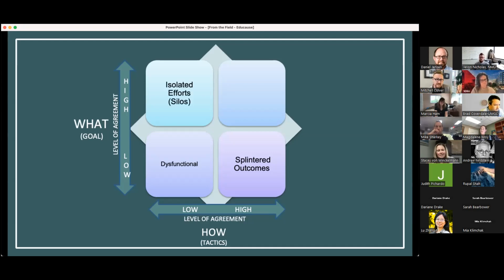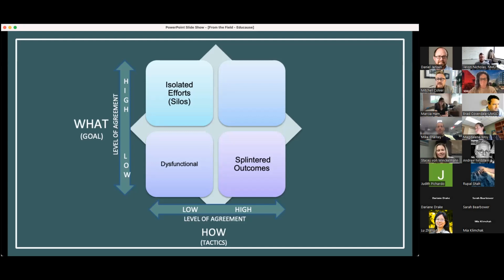The less common, but still possible box to be in is to have really strong agreement on what the goals are, but no agreement on what the tactics should be. So high what agreement, low how agreement. It happens. And what you get there is isolated efforts, right? Where everyone's trying to work towards the same goal, but nothing's coalescing. And we do see this too, where retention is the goal, but everyone's kind of working at it in their own little way. And you're like, well, there's no coalesce, there's no synergy. Okay, so that's a lack of synergy.